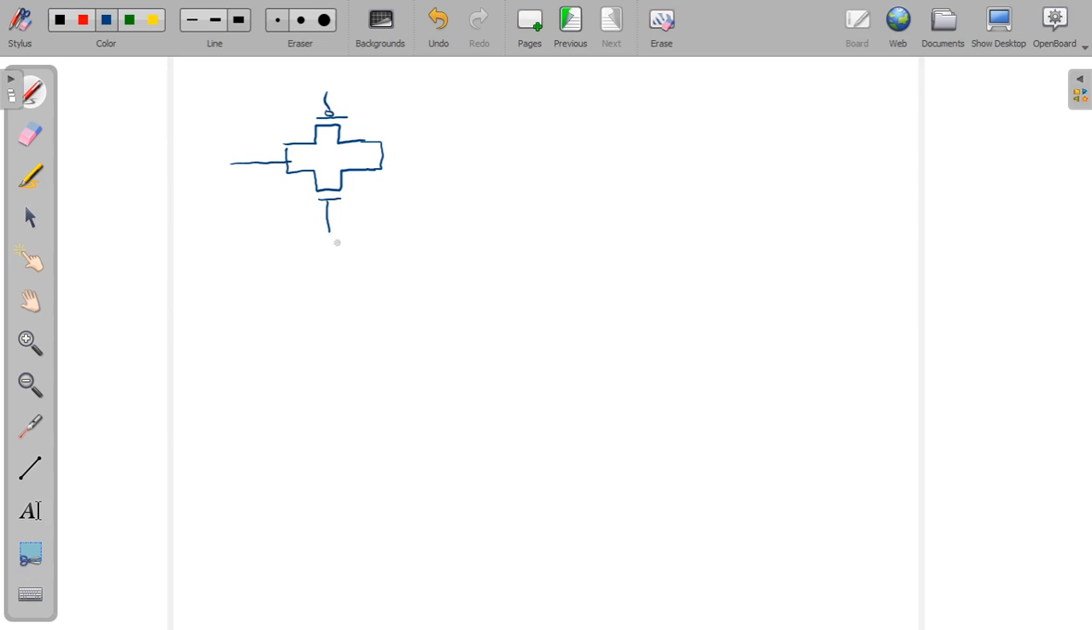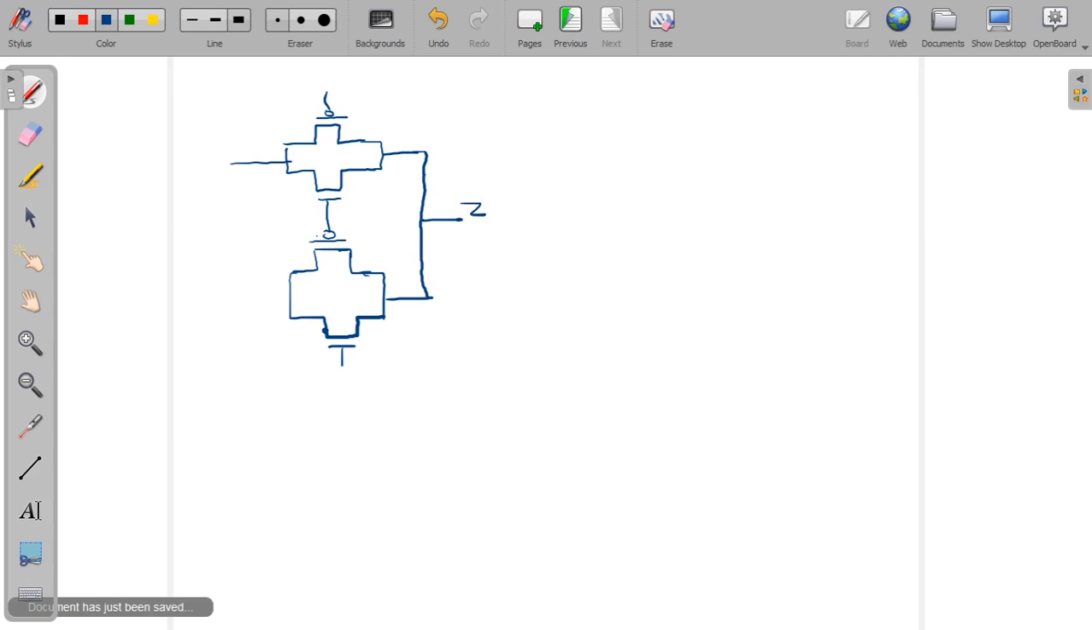Okay, and this is connected to the PMOS, and this is one NMOS. Okay, and these two outputs are connected, shorted like this, and a common output is taken. Let's say this is Z output, and this is the input A, and this is the input B.